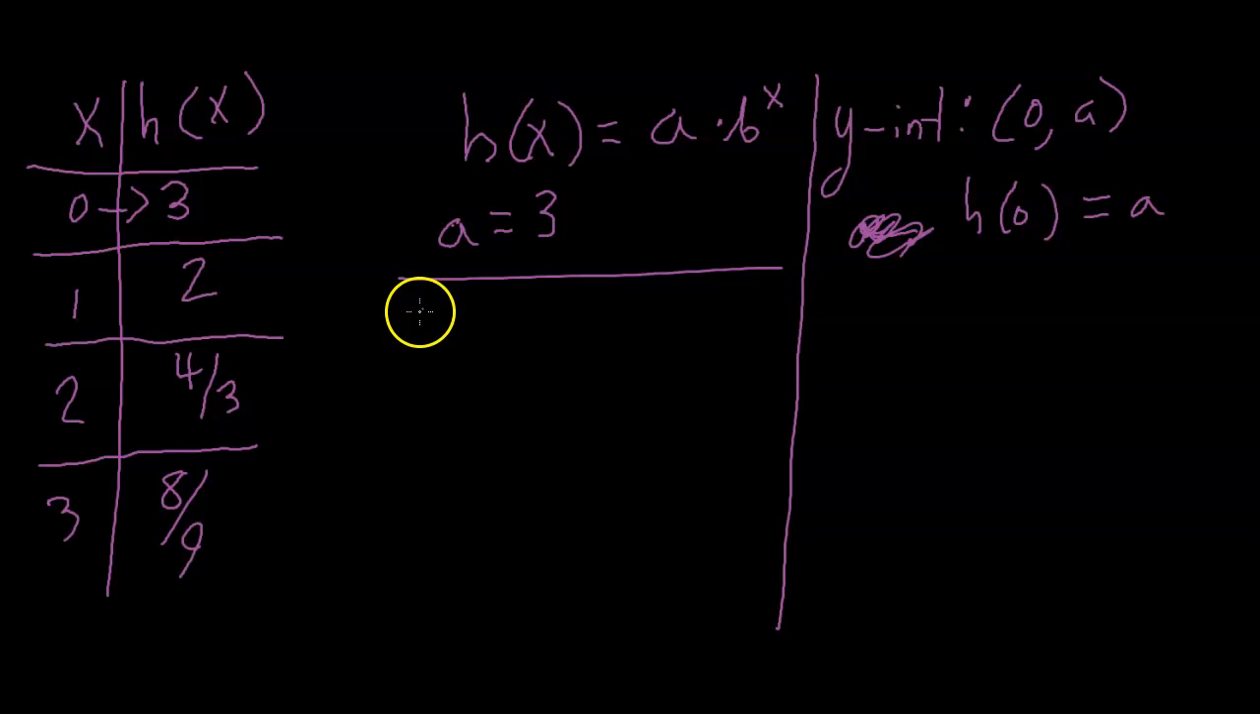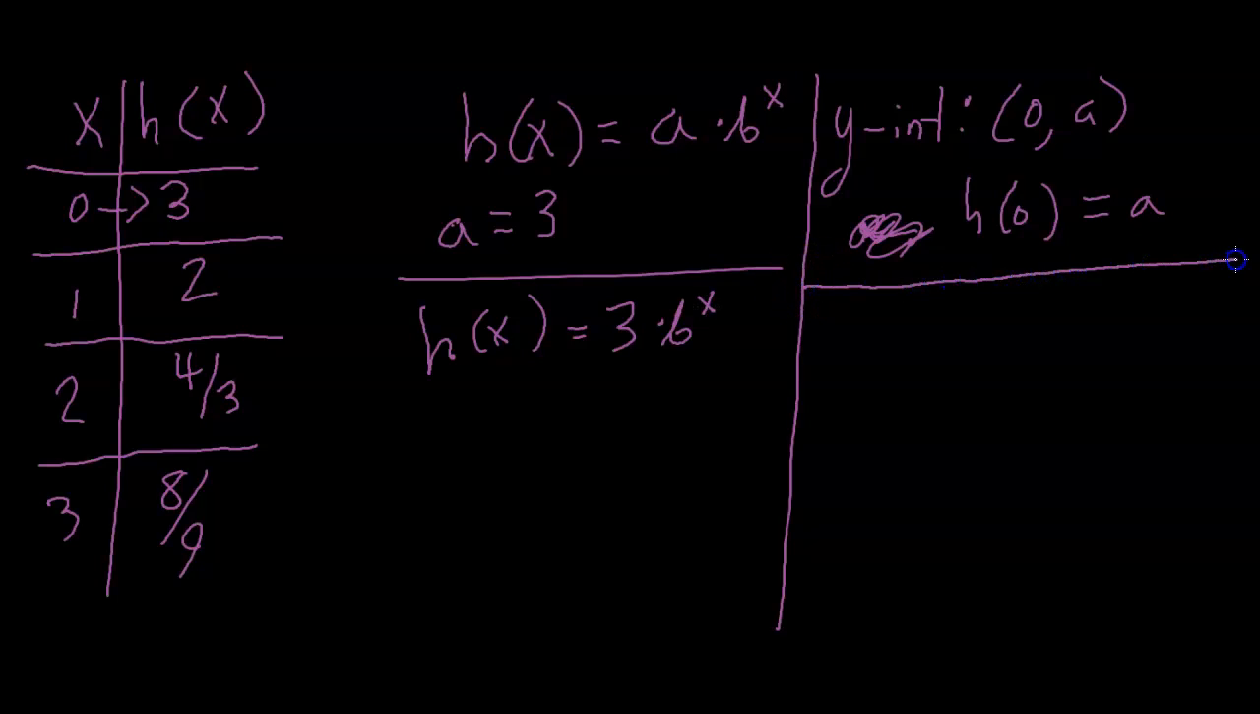So let's update our information. We now know that h of x equals 3 times b to the x power. So b is the common ratio. How do we find the common ratio now? I want to go through two methods you can use. Remember, when evaluating the common ratio of an exponential sequence, you can always take one term and divide it by the immediately previous term.